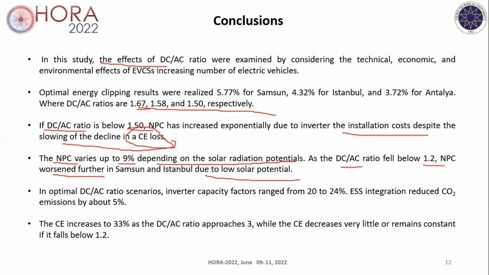In optimal DC-AC ratio scenarios, inverter capacity factor ranges from 20 to 24%, and also ESS integration reduced carbon dioxide emission by about 5%. Clipping energy losses increase to 33% as DC-AC ratio approaches 3, while clipping energy decreases very little or remains constant if it falls below 1.2.